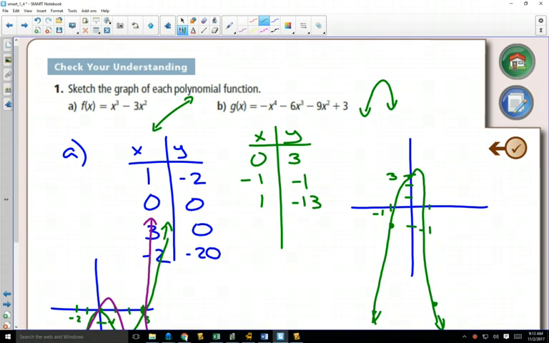Now, we only use 3 points. We would get a more accurate graph if we added more points to our table of values. Okay? So, the ones we can do are 5, 6, and 8. But we're not going to spend too much time on those.